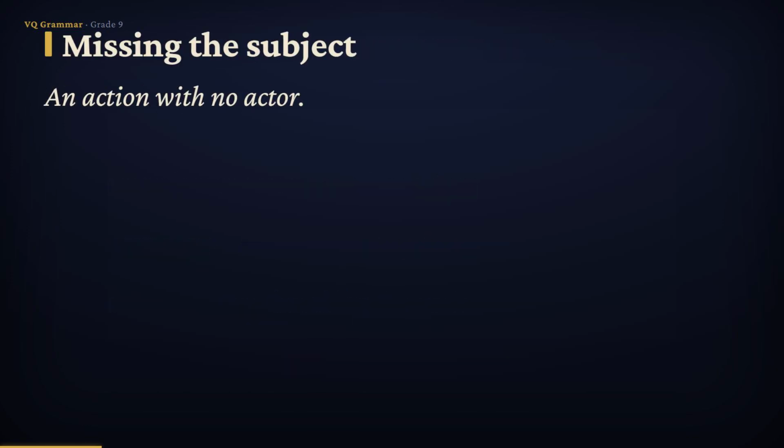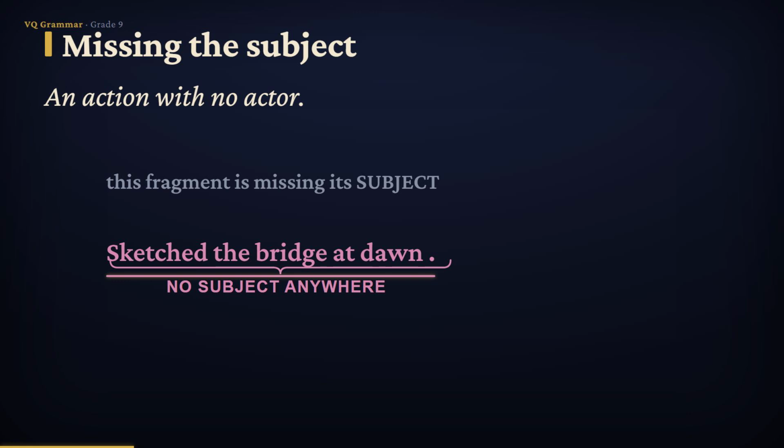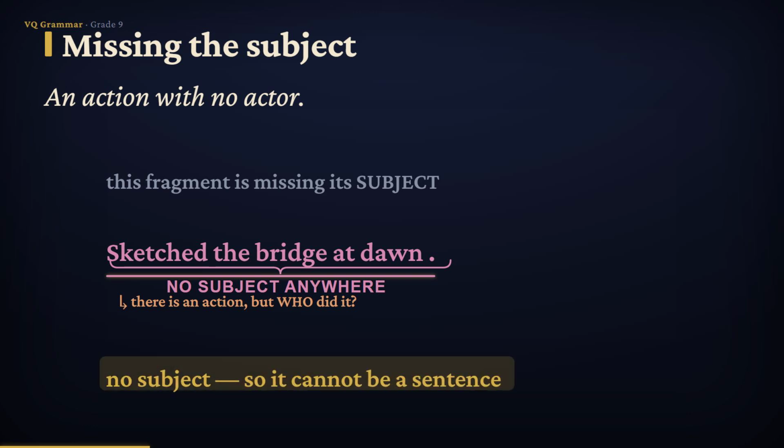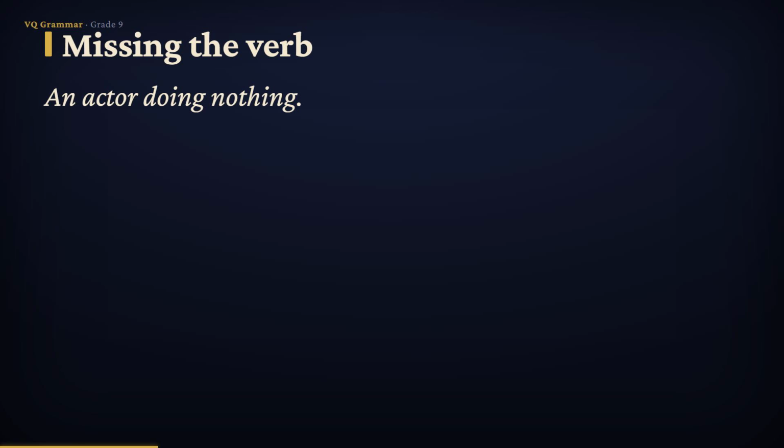Here's the first way a sentence comes up short. It's missing its subject. Look at this. Sketched the bridge at dawn. Read it slowly. There's clearly an action there, sketched, and there's even a picture of the bridge and the time of day. But something is missing. Who did the sketching? The whole group of words gives us an action with no actor behind it. There's no subject anywhere in it, and without a subject, this can't be a sentence. It's a fragment.